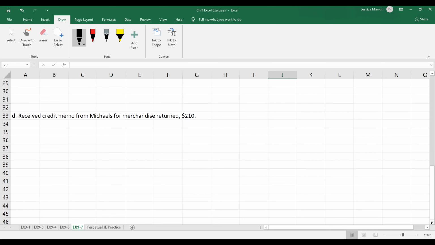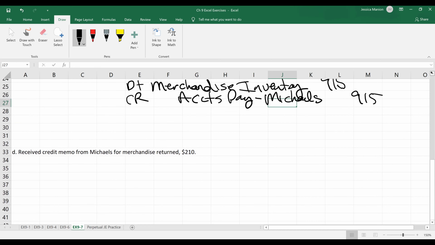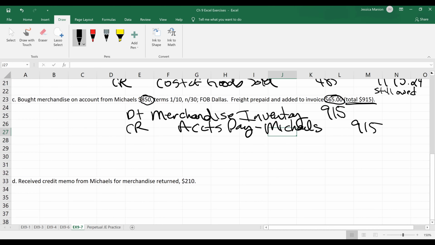So, we bought merchandise up here in this transaction. We bought $915 worth of merchandise. Now we're returning some of it. So it's going to be the exact opposite of letter C. In letter C, we debited merchandise inventory and we credited accounts payable. Now we're returning some of it, so it's going to be the exact opposite.